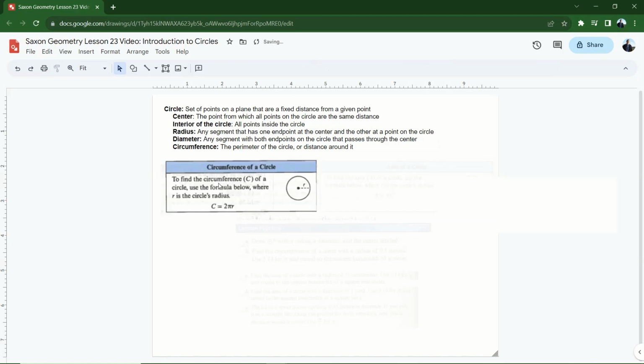We have an equation for circumference. You're probably familiar with this one. Circumference is 2 times pi times the radius. Now let's talk about pi for a second. Pi is a term that's defined by a circle. Pi is the ratio of a circle's circumference to the diameter, okay?